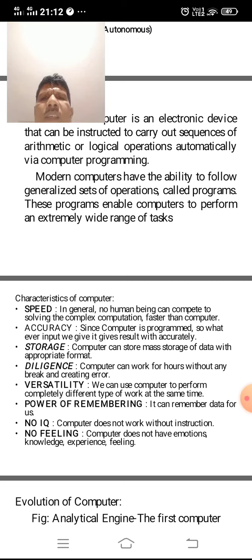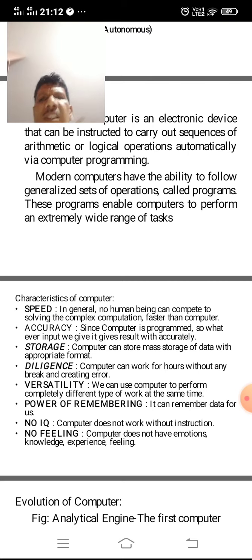The speed. Generally, the computer processes or calculates very fast compared with a human being. Simply we have to say no human being can solve a complex computation faster than a computer. That means any complex computation can be made by the computer with very high speed compared with human beings.